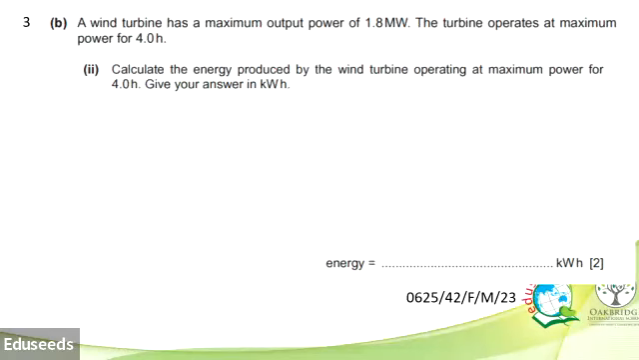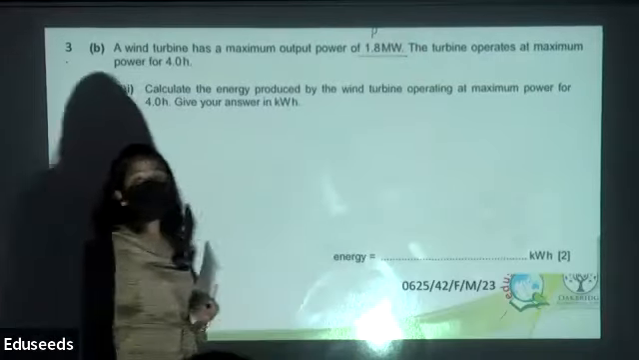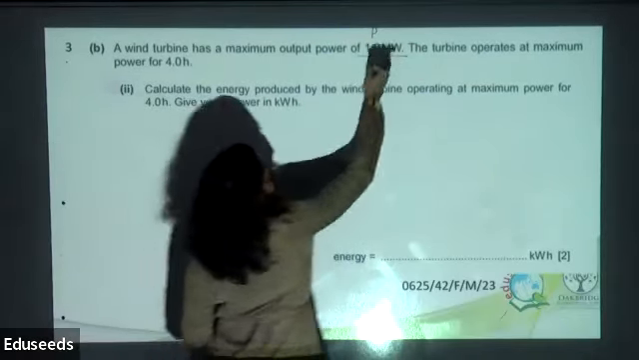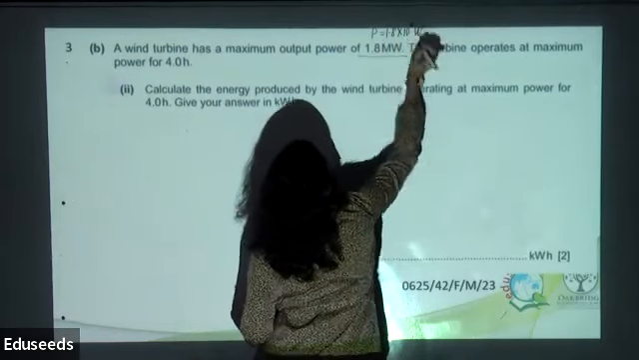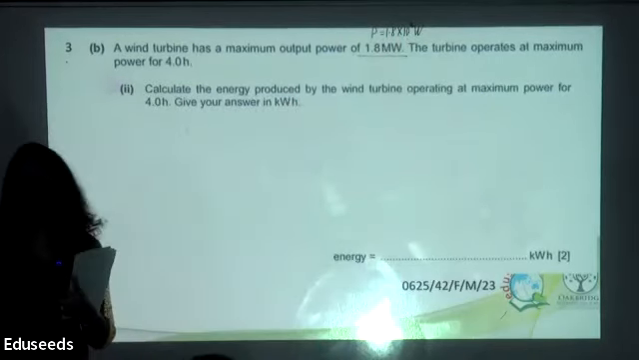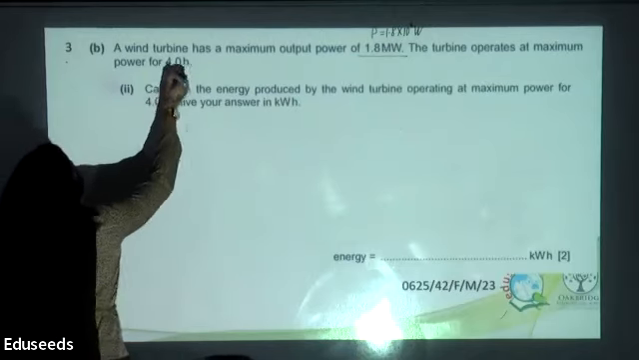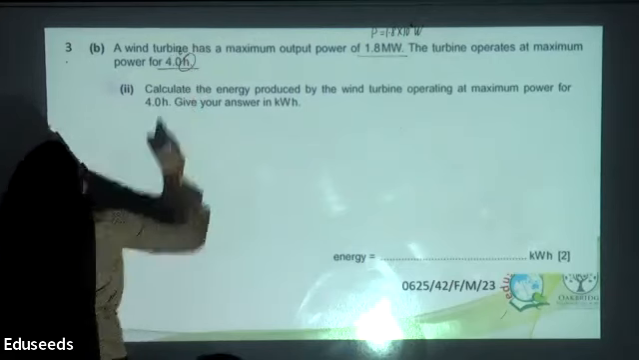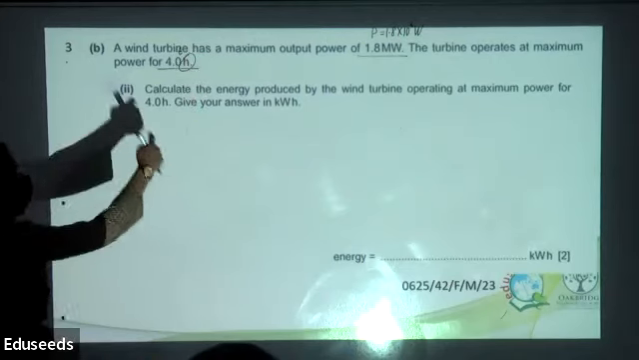Okay, a wind turbine has a maximum output power of 1.8 megawatt. Mega stands for the prefix value, 10 to the power of 6, so 1.8 times 10 to the power of 6 watt. The turbine operates at maximum power for 4 hours. So this is the time given in hours. Whether you need to convert the unit or not, you have to read the question first.